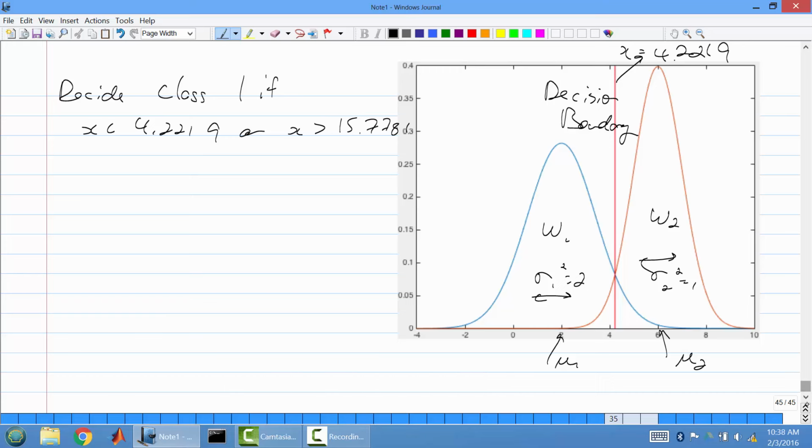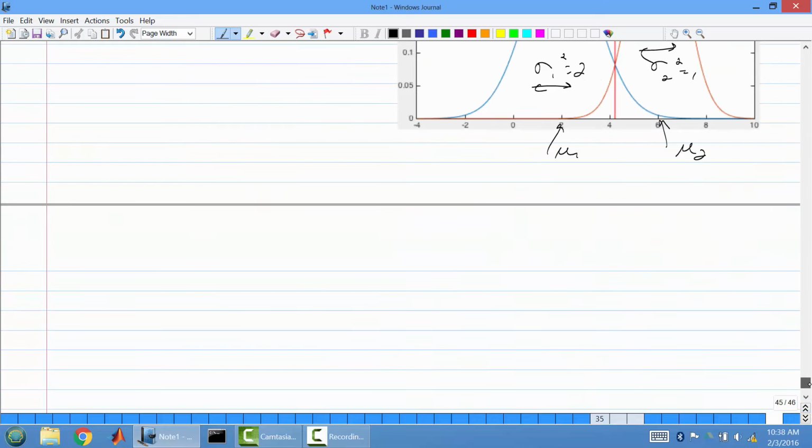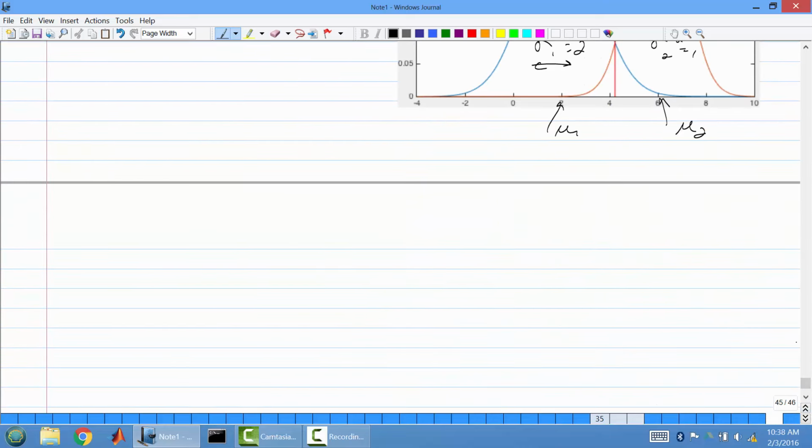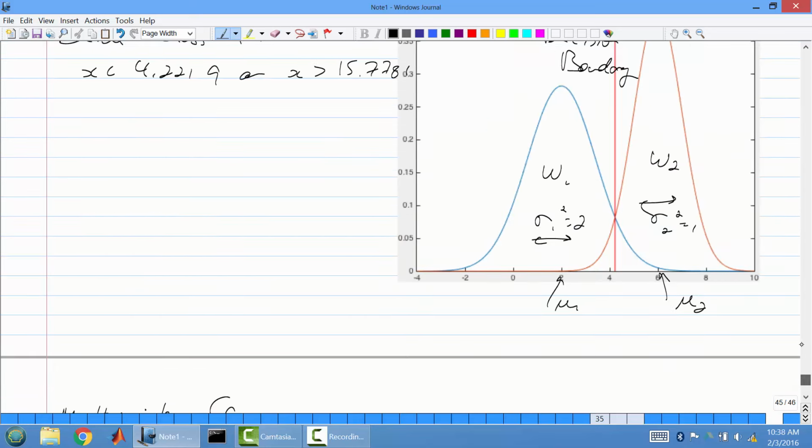Okay, I'm going to do the multivariate case, and then I will finish up with minimum risk, and we're done. But in terms of this, any questions here regarding just this one feature? Yes.